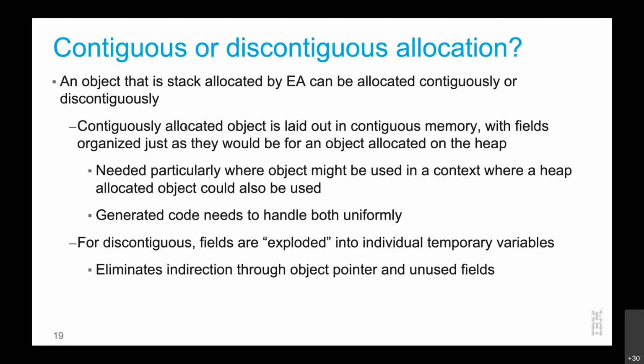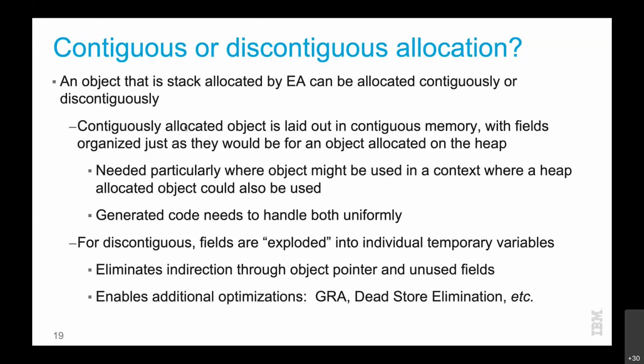And it has the further potential that if there are fields in the object that are unused, it can discard them. It also allows for additional optimizations to be applied to those temporary variables, such as general register allocation or dead store elimination, and many others. So that was a really high-level description of what it means for something to be contiguously allocated.